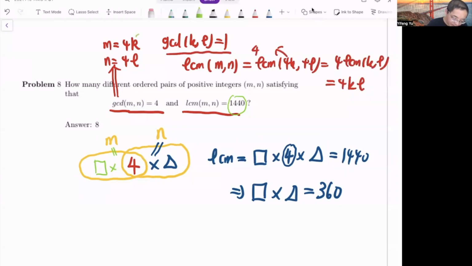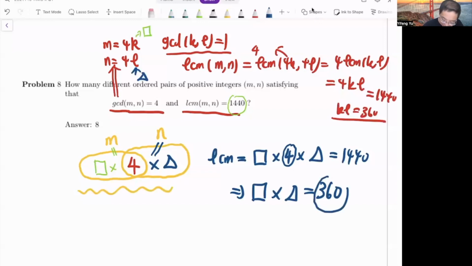Basically, if we use this picture, this is just the square here, and this is just the triangle here. Anyway, from here you get this one is 1440, and you get kl is 360. But this is just another way to describe what I put here. Now let's factorize this.